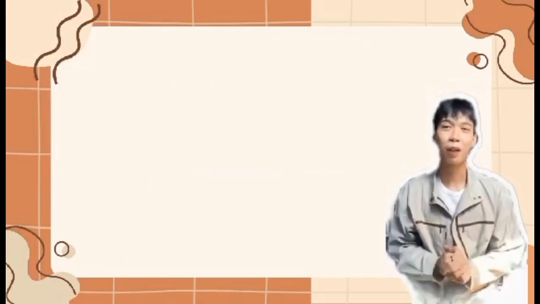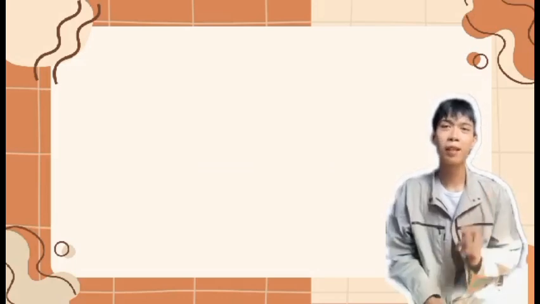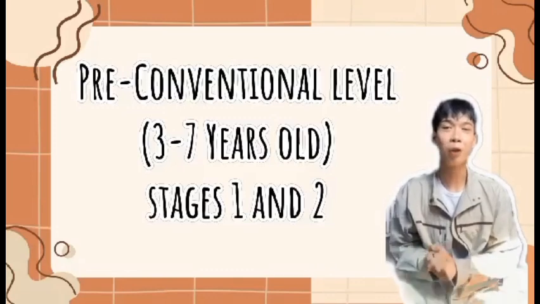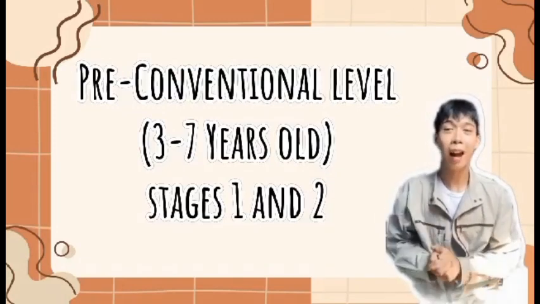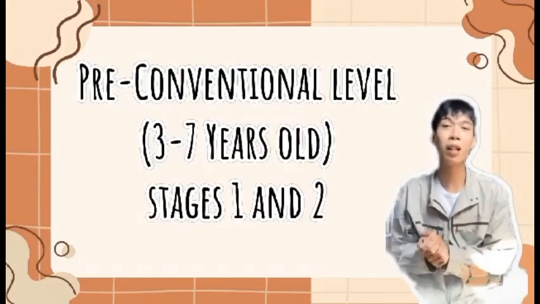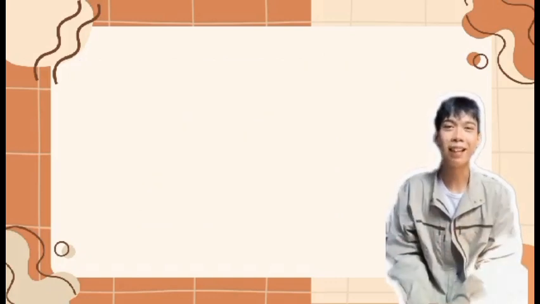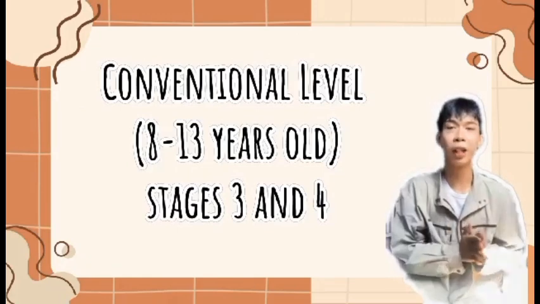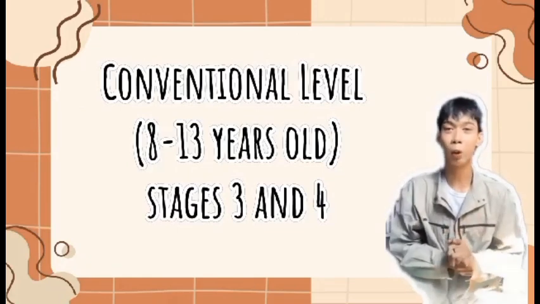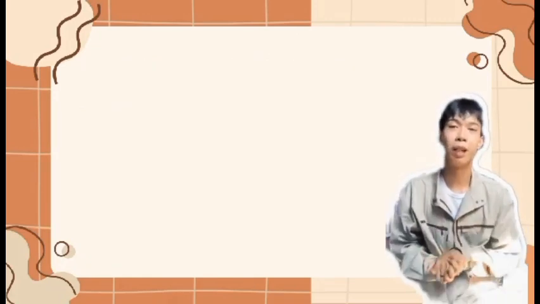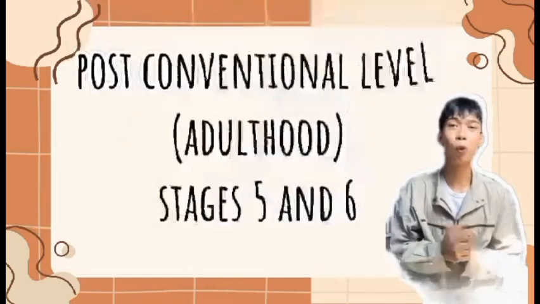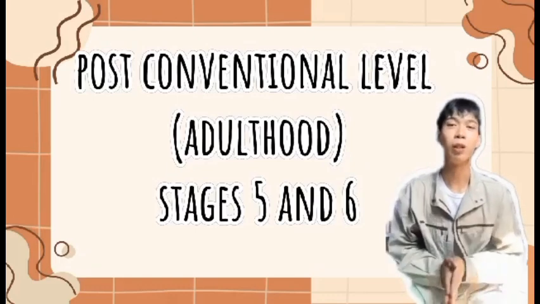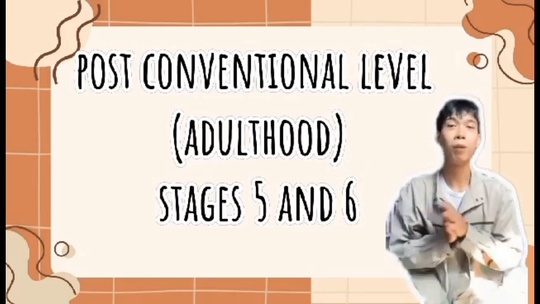Let's start first with the levels. First level is the pre-conventional level, which varies from 3 to 7 years old, and it includes stages 1 and 2. Second is the conventional level that varies from 8 to 13 years old, and it includes stages 3 and 4. Lastly is the post-conventional level that varies from adulthood, which includes stages 5 to 6.